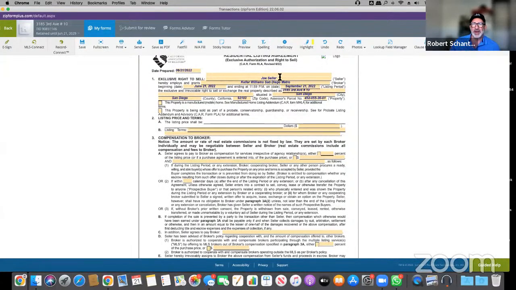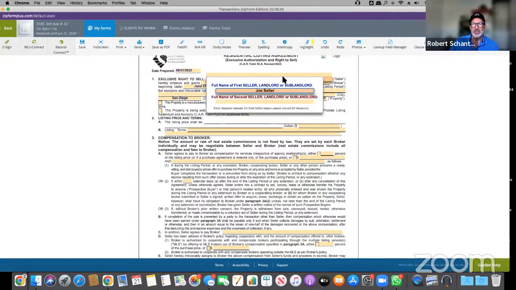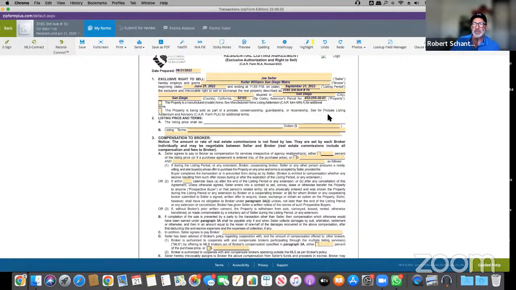One of the things I forgot to mention, and we'll cover this at the end, but you notice I put the name of the individual, the seller, as an individual name. So this brings up a point about how do you take a listing when it's in the name of a trust, or a corporation, or an LLC.